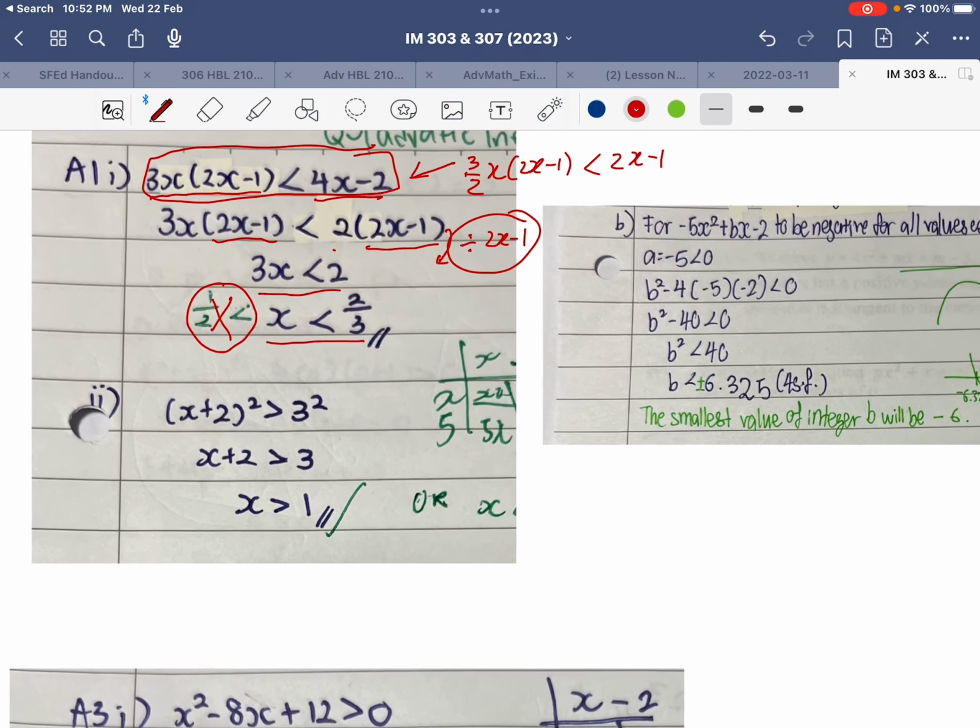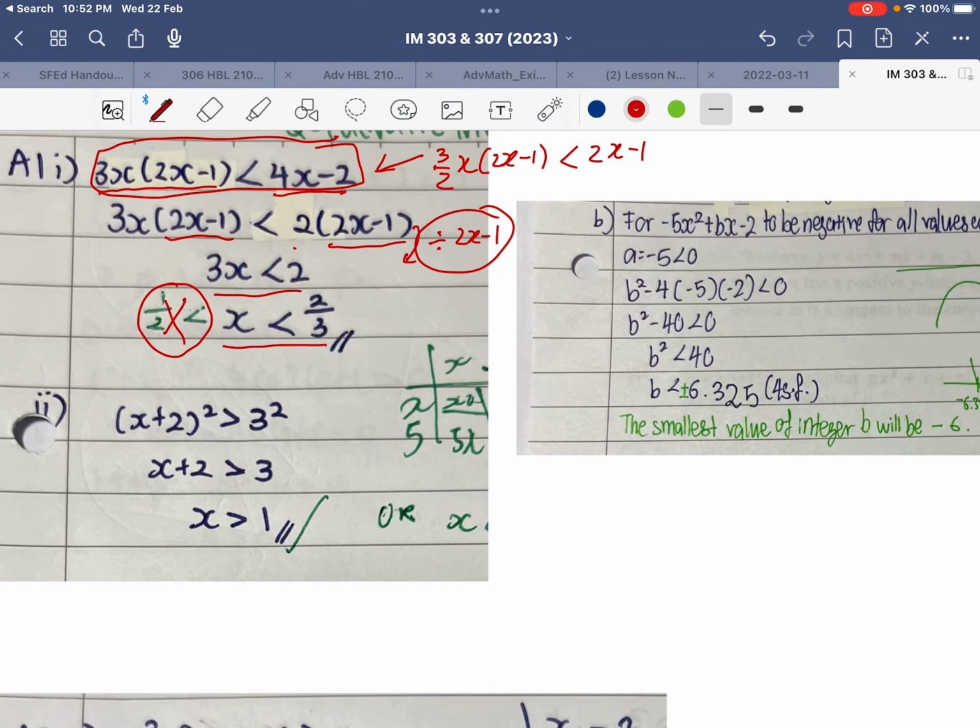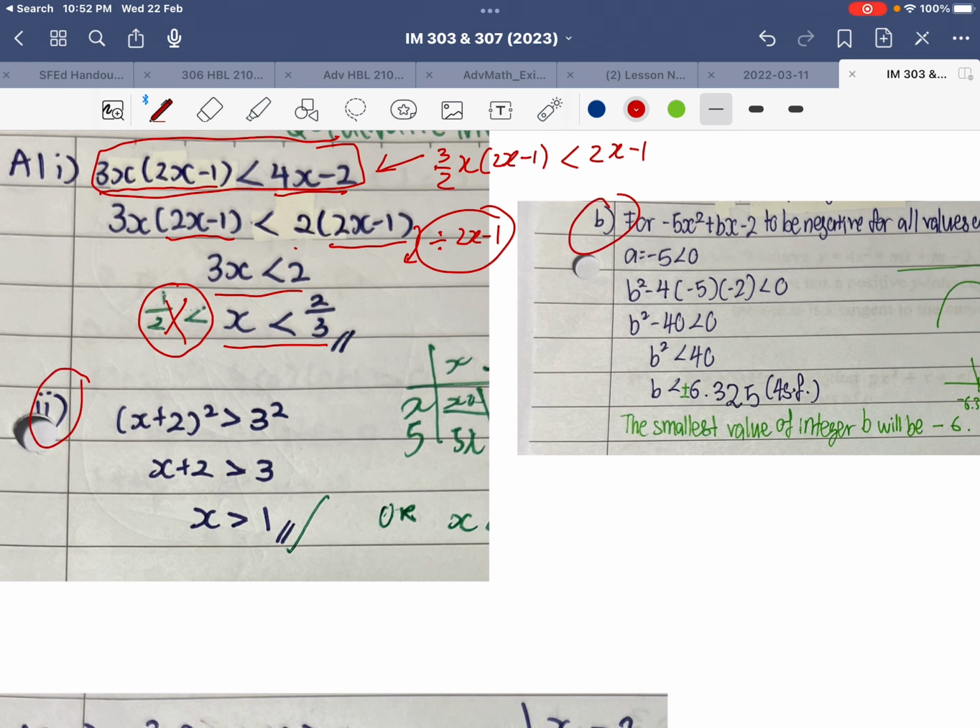The second one is the one that I show you in these two workings, this one and this one. Look at this one first. (x plus 2) squared greater than 3 squared. So you conclude that x plus 2 is greater than 3. That one is wrong. Well, you may tell me that, oh, it should be plus or minus. No, I can still say it is wrong.